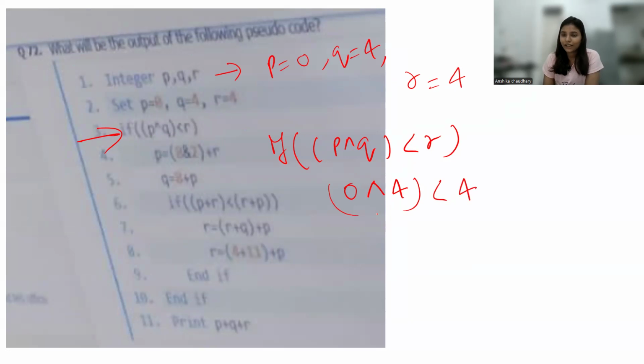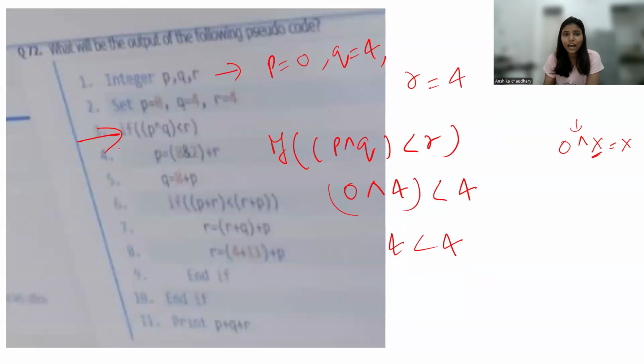Although I have discussed this shortcut trick in my previous video, I am discussing it again. Whenever you take 0 XOR with any number X, the answer will be X only. This is XOR, not cross. So here the answer will be 4. Is 4 less than 4?